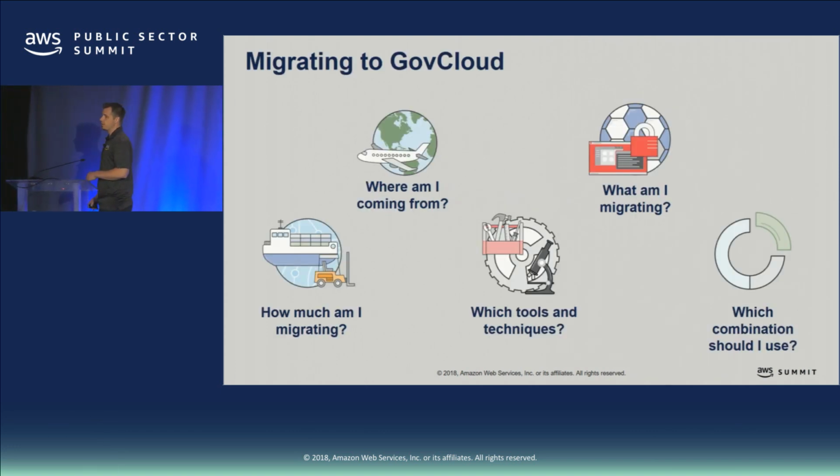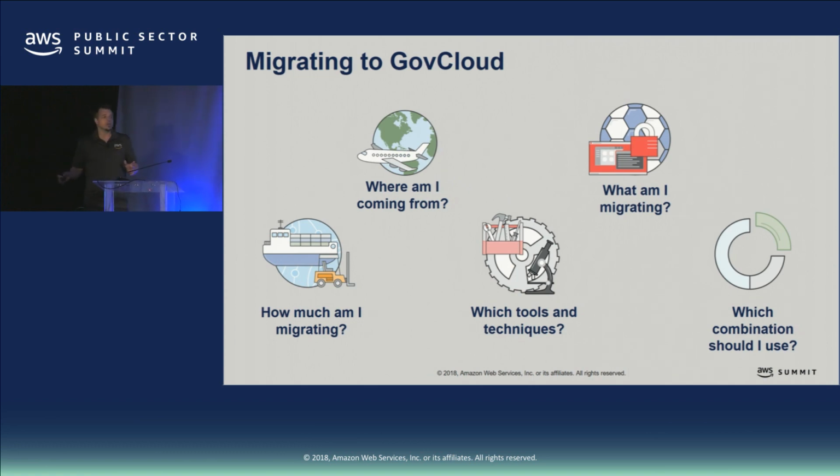Today, for the migration portion, we're going to start with where you're coming from. Everyone, we know the destination is GovCloud, but we need to establish where our origin is first to get this journey going. Next, what are we migrating? Not all data is created equal, so we need to transport it in different ways. Next, once we know what we're migrating, what's the volume? It's a lot easier to move a terabyte than a petabyte, and it means different tools to make that happen.